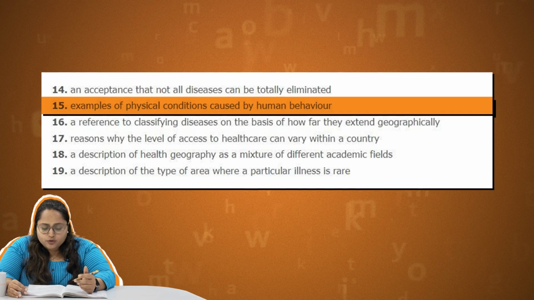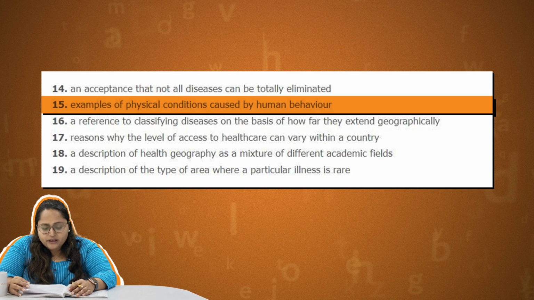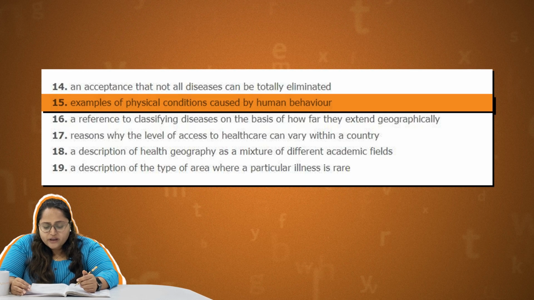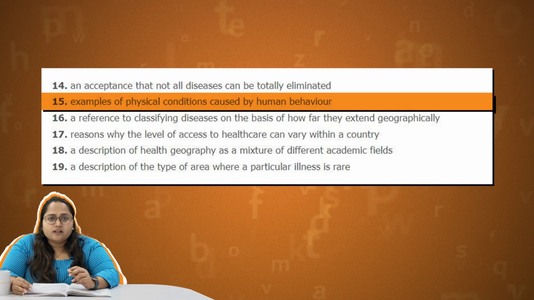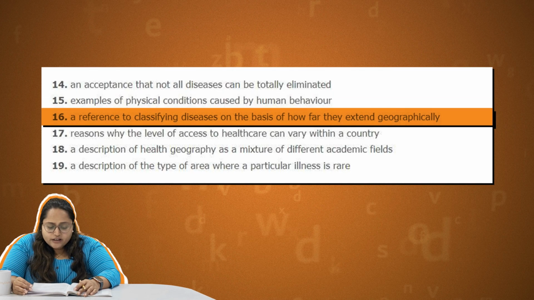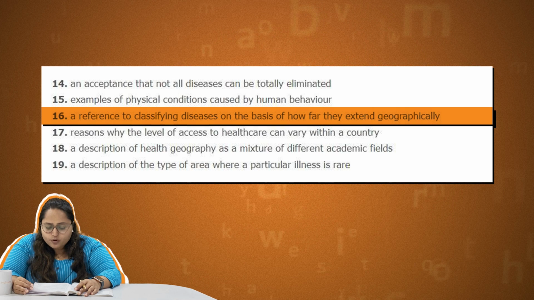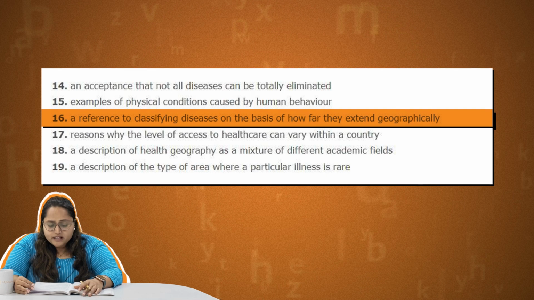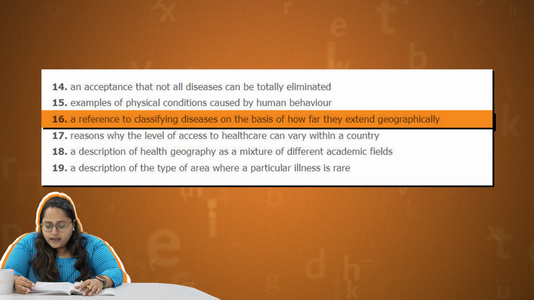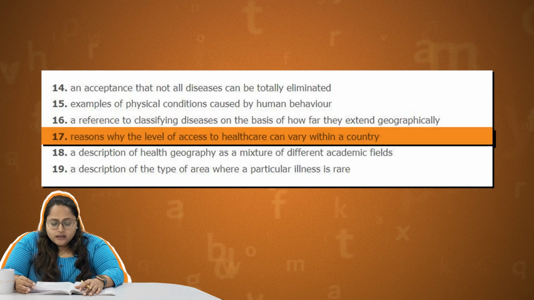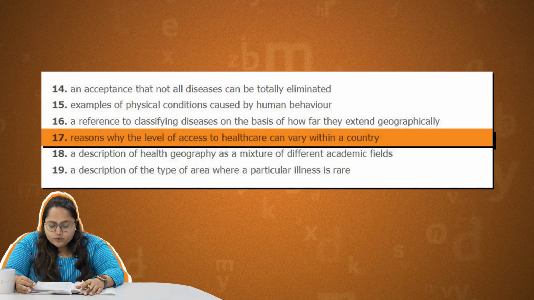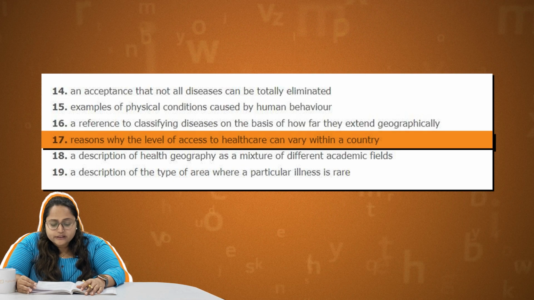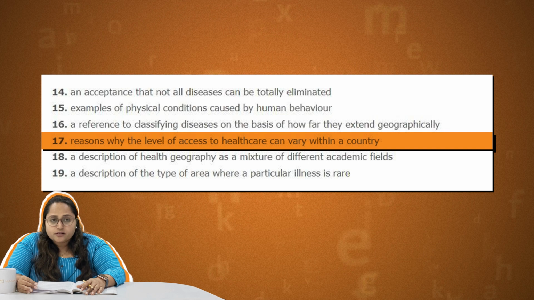Second, examples of physical conditions caused by human behavior. Here you can underline examples, physical conditions, caused, human behavior. Next, a reference to classifying diseases on the basis of how far they extend geographically. Underline the words reference, classifying diseases, extend geographically. Reasons why the level of access to healthcare can vary within a country. Underline the words reasons, level, access, healthcare, country.